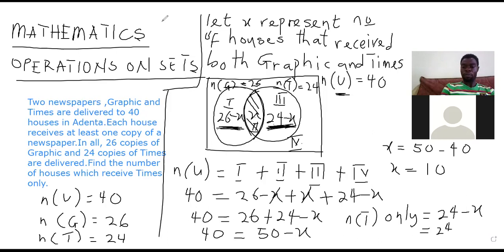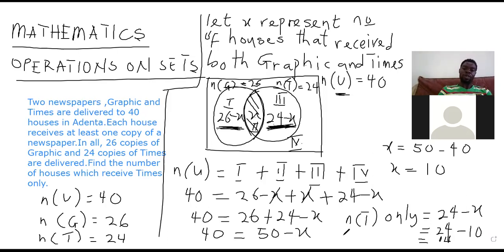So 24 minus 10 will give you 14. So 14 houses received Times only.